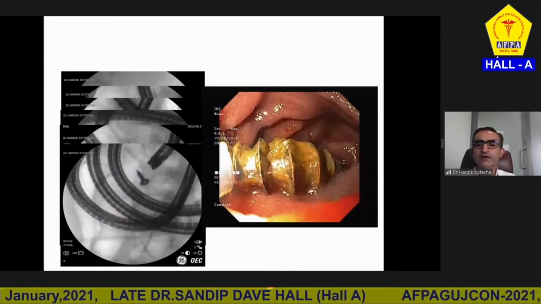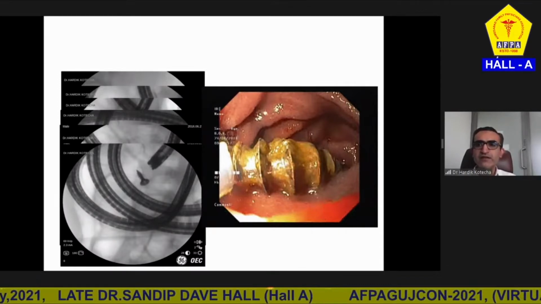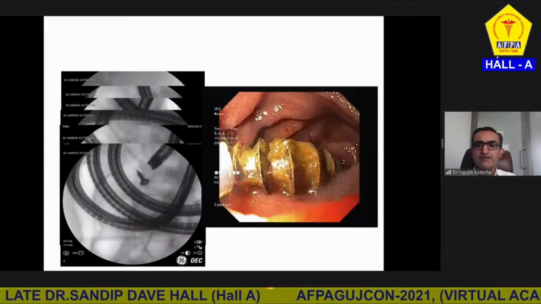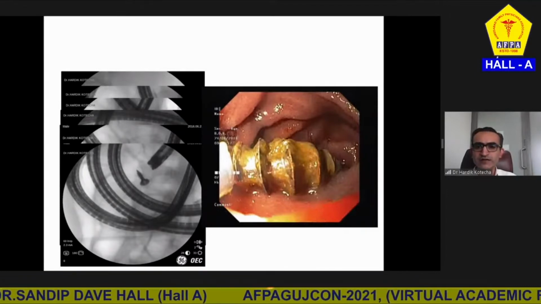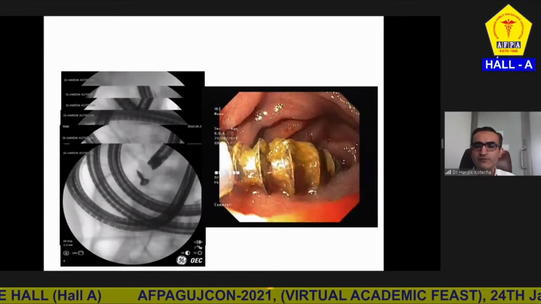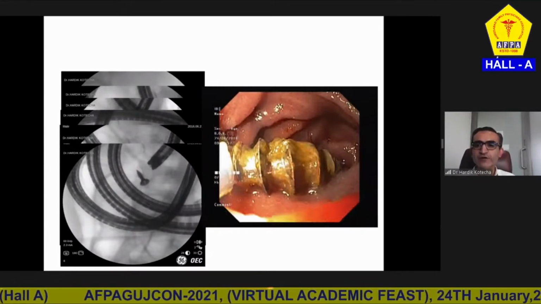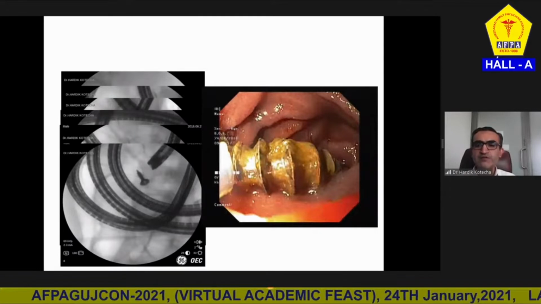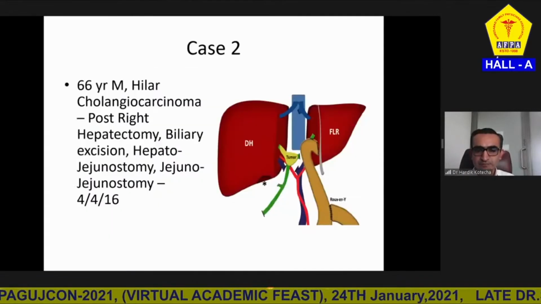The procedure took around 1.5 hours. It was done in the evening. Patient was kept fasting for 6 hours because of general anesthesia. Next day morning, he took his breakfast and by afternoon, he was home. So he was home in less than 24 hours with absolutely no complications.